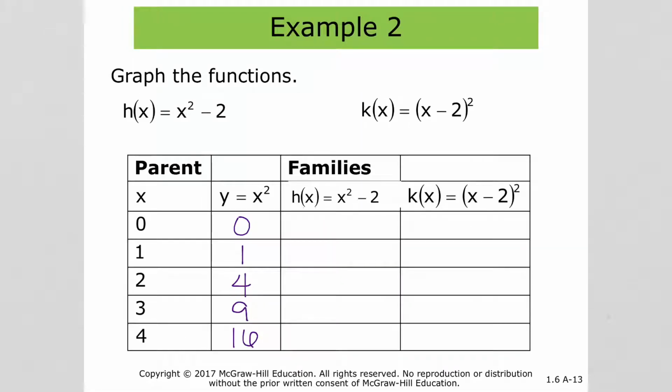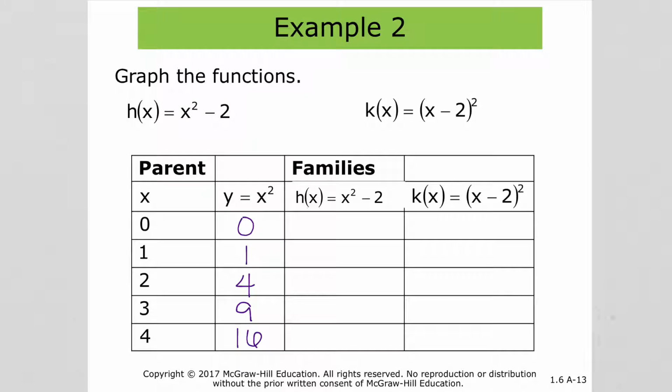Doing it with the table, we've just got our x squared, which was 0 squared minus 2, which gives you negative 2. 1 squared was 1 minus 2 gives you negative 1. 2 squared is 4 minus 2 gives you 2. 3 squared is 9 minus 2 gives you 7. And then we have 16 minus 2, which is 14.